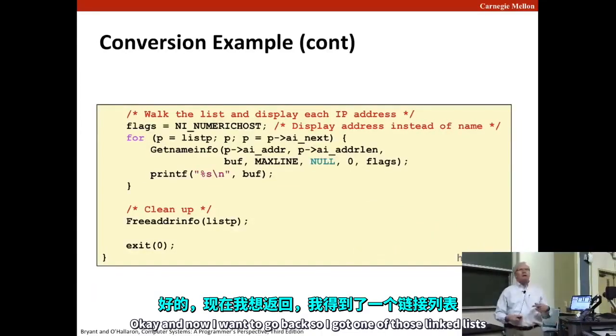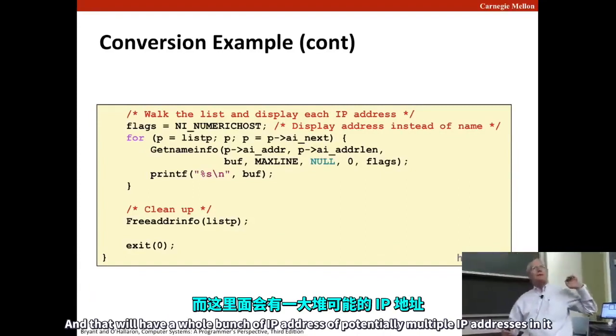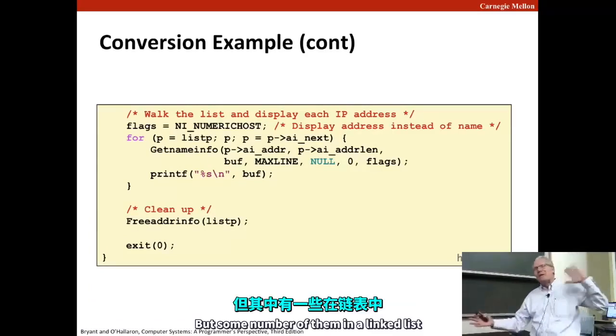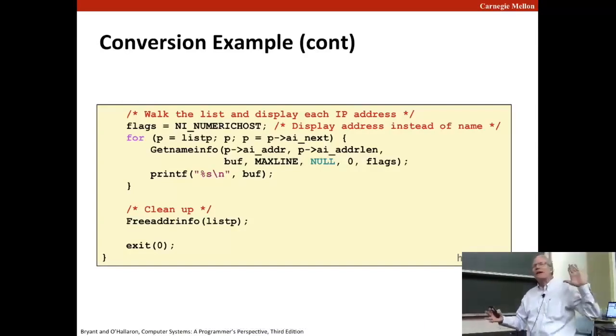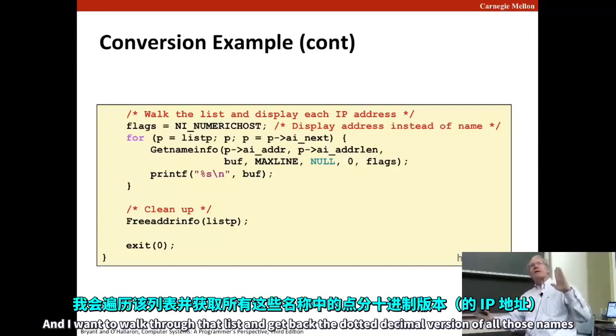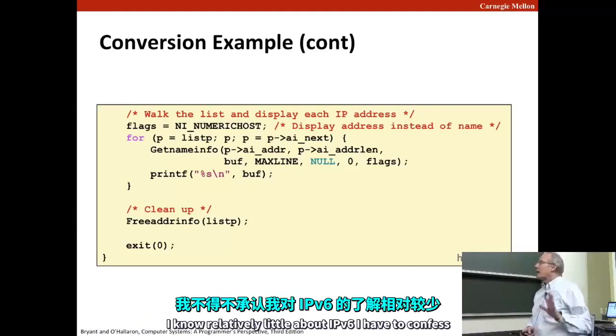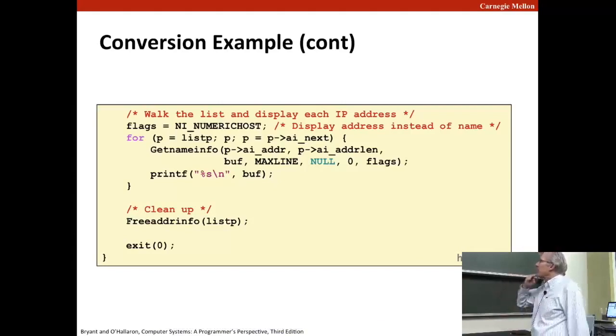Okay, and now I want to go back, so I got one of those linked lists, and that will have a whole bunch of IP addresses, or potentially multiple IP addresses in it. Maybe just one, maybe none, but some number of them in a linked list. And I want to walk through that list and get back the dotted decimal version of all those names, or the colonized version of those IPv6 addresses. I don't know how you refer to those, by the way. I know relatively little about IPv6, I have to confess.